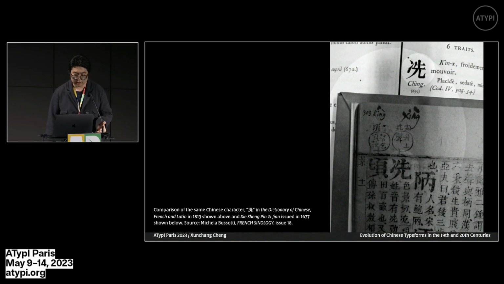Her research on Chinese fonts in the Imperial Nationale is really valuable. She also published a few articles in Chinese. I read one of her articles in the French Sinology, and she made a comparison of the same character. You can see there are two Chinese characters in the Dictionary of Chinese, French, and Latin in 1813.